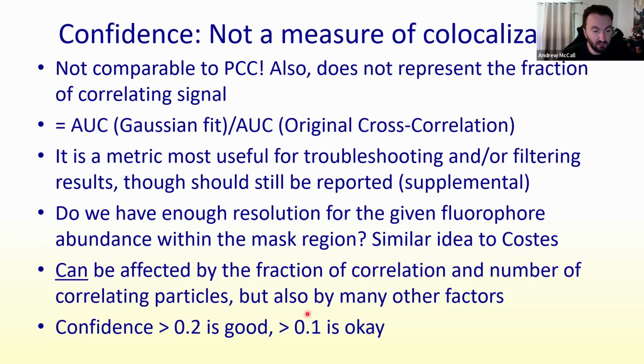I will add this can be affected by the fraction of correlation and the number of correlating particles, but also so many other factors that you don't want to read into it in that way. If you want to look at how many particles are correlating with each other, you want to use Gaussian height. There are just a few things that you need to check before using the Gaussian height, such as whether you have similar levels of fluorophores in both your control and your experimental conditions. If one of them has a lot more, say, green, that's going to affect the Gaussian height, even though it may not be affecting the number of particles or the fraction of correlation.